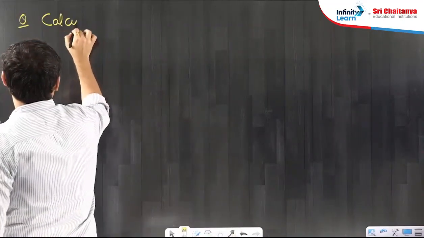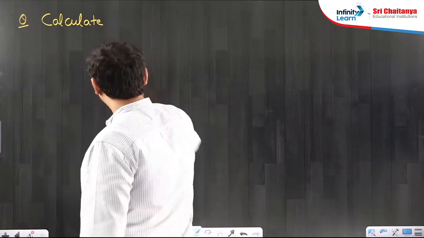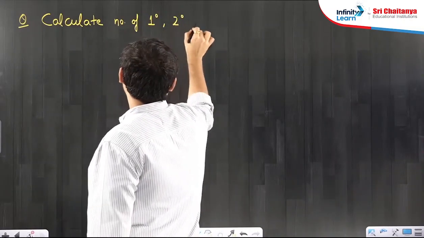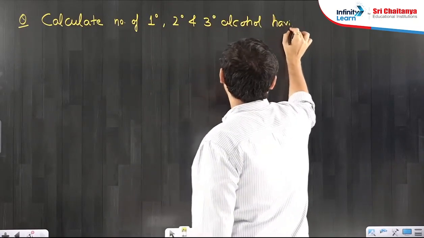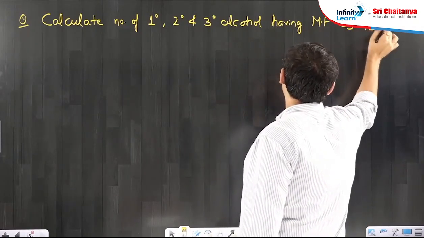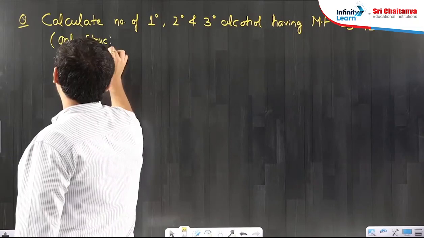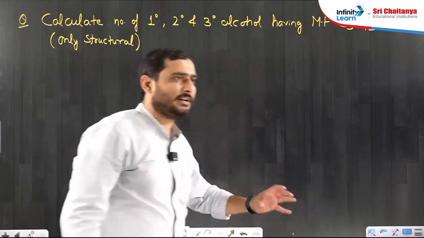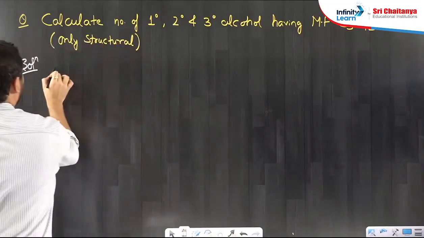Question is: calculate number of primary, secondary and tertiary alcohol having molecular formula C5H12O, and what we have to count, only structural, not stereo, only structural. Now we have to find out differently how many are primary, how many are secondary, how many are tertiary. Okay. Now let us first start with primary alcohol.